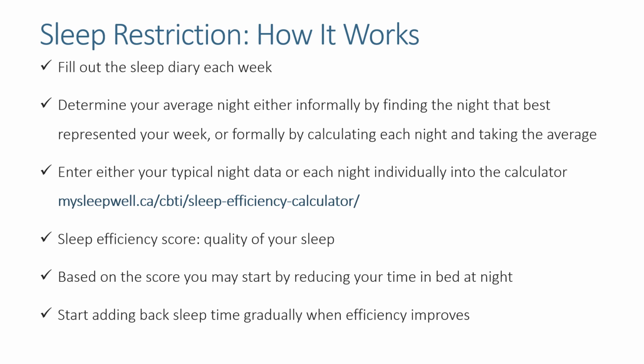You're going to enter in your numbers, and you're going to get a sleep efficiency score. And what that percentage means is really the quality of your sleep. It tells us where things are at right now. We're going to use that score to then make a plan for whether we need to implement some sleep restriction. For most starting out, it starts out as sleep restriction and then we add sleep back, but depending on the person, we might even start with adding sleep back.